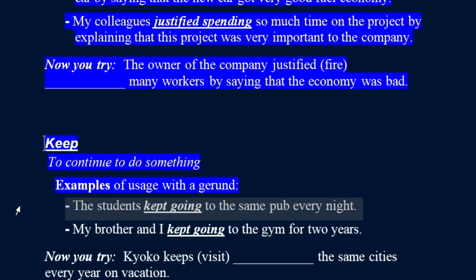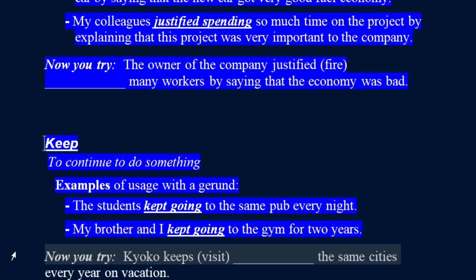The students kept going to the same pub every night. Another example. My brother and I kept going to the gym for 2 years. Now you try. Kyoko keeps visit the same cities every year on vacation. Kyoko keeps visiting the same cities every year on vacation.